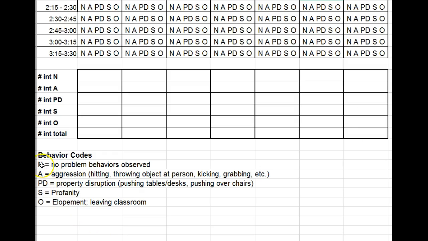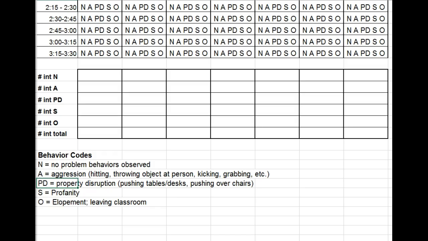The first code is an N. This code is used when none of the target behaviors have occurred during the specific 15-minute interval. The next code is an A. This corresponds to aggression as defined by hitting, throwing objects at others, grabbing, etc. The A would be circled in an interval if it occurred at least one time during the interval.